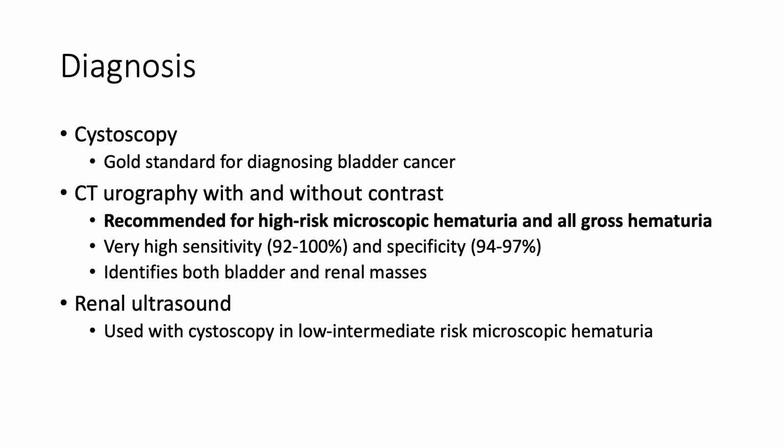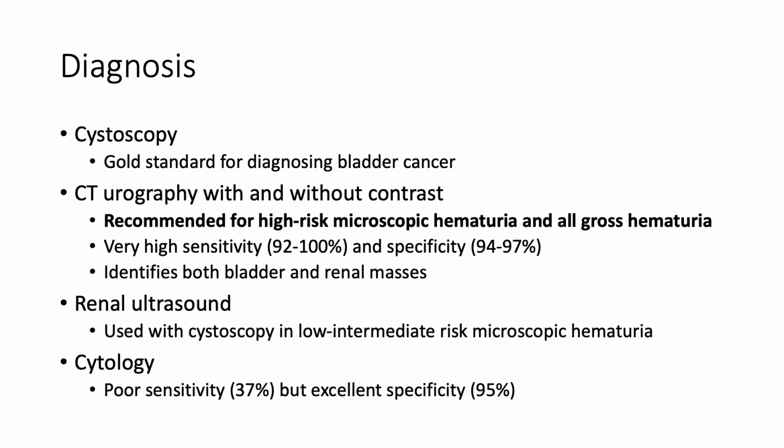Renal ultrasound is less sensitive, but you can use it in folks with low to intermediate risk microscopic hematuria and people who want to avoid radiation. And then cytology can be done. You can send urine samples for cytology. It has pretty poor sensitivity, 37%. But if you do have abnormal cells present, the specificity is excellent.